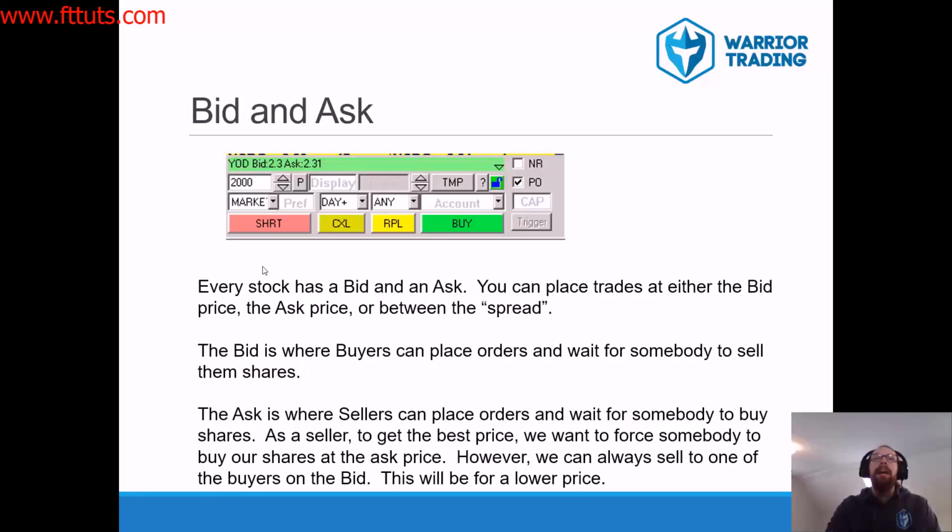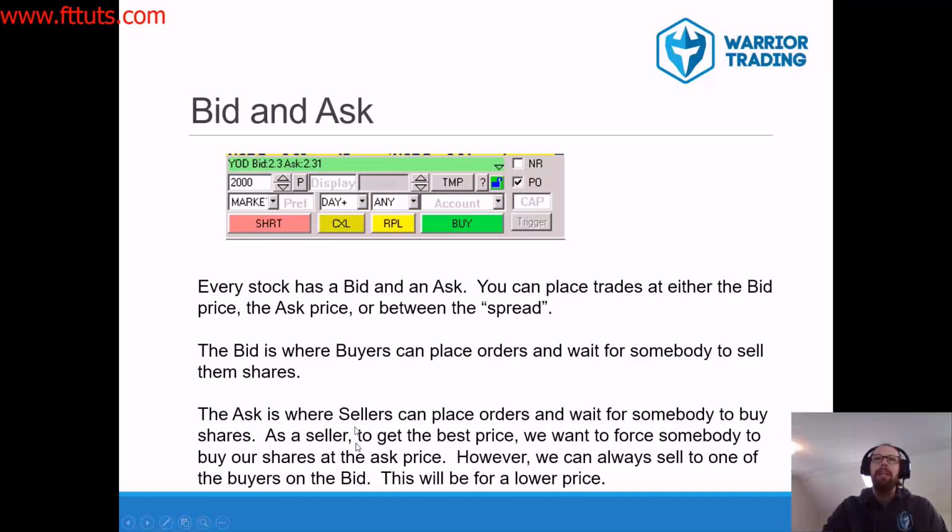All right, now every single stock has a bid price and an ask price. Okay, so when you're getting ready to place your first order, first you have to decide on what order type you're going to use: market, limit, stop, etc. And then you have to think, well, what price am I going to get in this thing at? You've got the bid price and you have the ask price. And you can place trades either at the bid price or the ask price or in between. In between is called the spread. All right, so the spread is the difference between the bid and the ask.